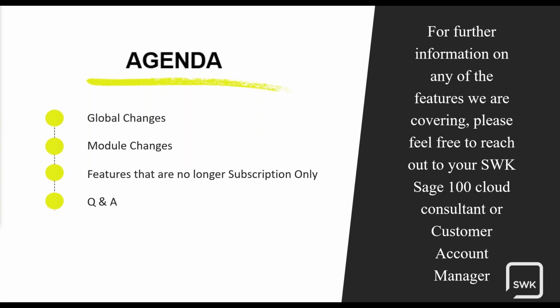This update in 2023 is heavily focused on IRP and PM changes. So if you're users of those modules or users of work order and MRP that are looking to move up and switch to IRP and PM, these changes are going to be for you. There are also a few features that are available to all customers now rather than only being available to Sage 100 subscription customers previously. At the end of the session, we'll have some time for questions and answers. And if you have any questions after the call, please feel free to reach out to your SWK Sage 100 consultant or customer account manager.